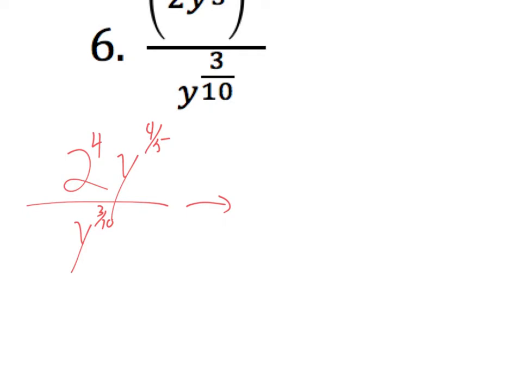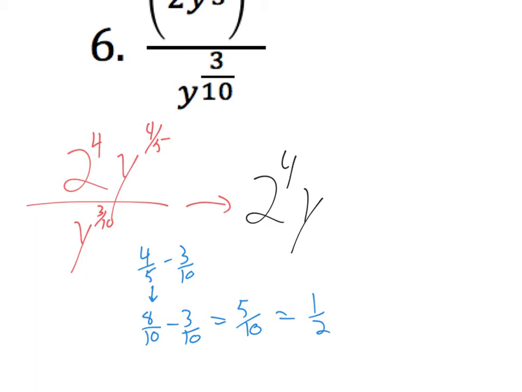Just like we did before, we're going to subtract those exponents. So 4/5 minus 3/10, we need common denominators. So I'm going to change that 4/5 to 8/10. So 8/10 minus 3/10 is 5/10, which is also 1/2. So now we have 2 to the 4th power times y to the power of 1/2. Well, we know 2 to the 4th power is just 2 times 2 times 2 times 2. So it's going to be 16y to the 1/2.